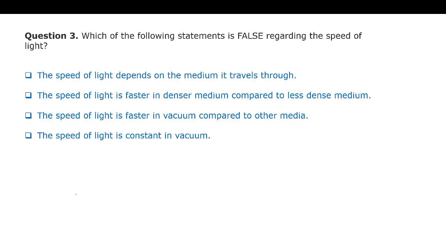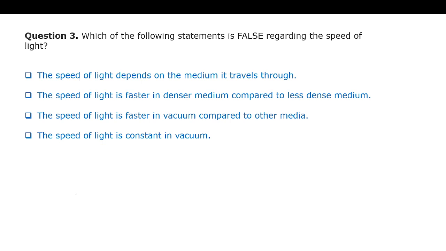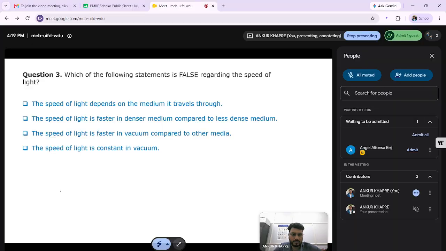Okay, moving towards question number 3. Which of the following statements is false regarding the speed of light? The correct answer, I forgot to mention here: as we mentioned, y3 z1 w2 is the correct answer. Question number 3: which of the following statements is false?